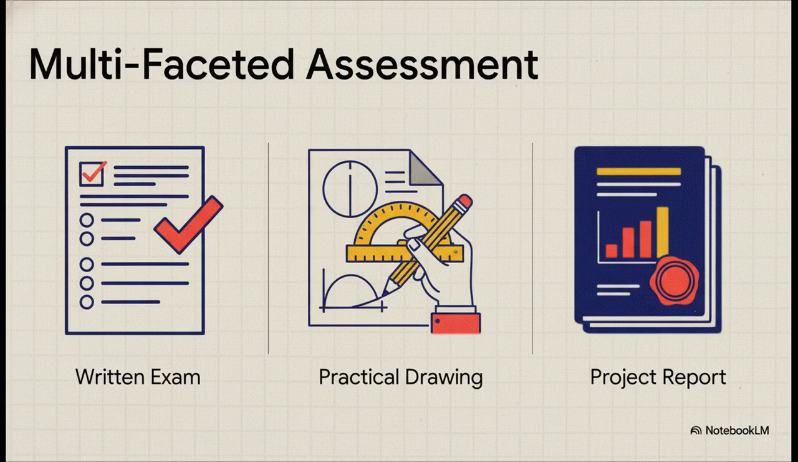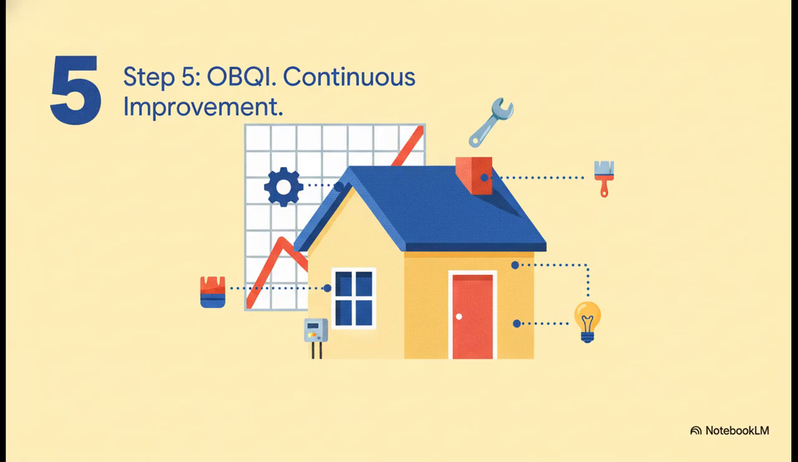It's got multiple parts. Sure, there's a written test on the theory, but there's also a practical test where they have to literally draw the beam design, and then a full project report that's graded with a clear rubric. You're getting a complete 360-degree view of what they can really do. And that brings us to our final step, outcome-based quality improvement.